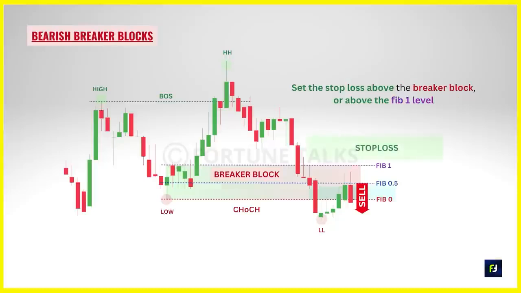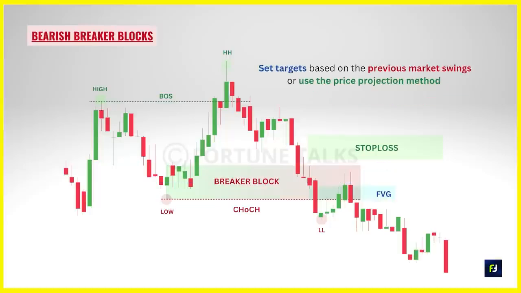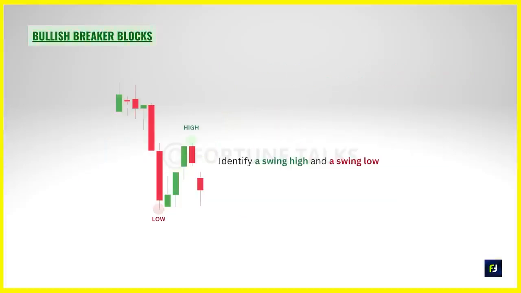You can set your stop loss above the breaker block or above the Fib 1 level. You can set your targets based on the previous market swings, or you can even use the price projection method for setting the take profits. We will talk about breaker block trading strategies in the second season of the SMC course. Anyways, let's now learn about bullish breaker blocks.